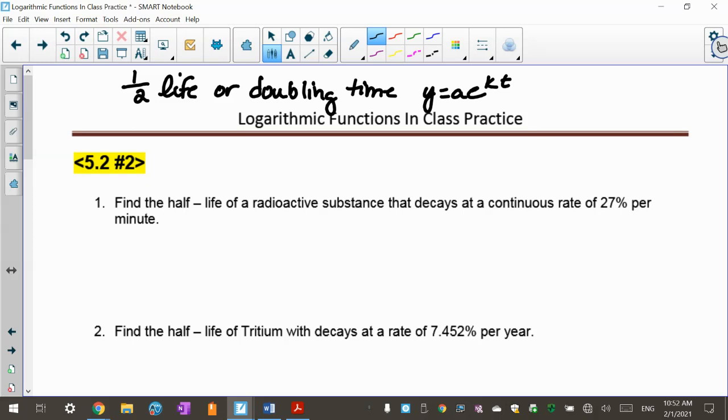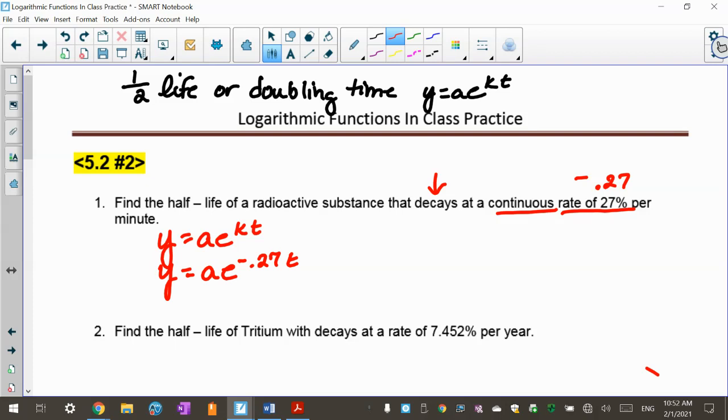So let's look at the first one here. Find the half-life of a radioactive substance that decays at a continuous rate of 27% per minute. First of all, they told me the rate, and they did say continuous, so that's good, and they want me to find the half-life. If it decays, I know that if the rate is 27%, it's going to be negative 0.27 when I put it in my formula. So I'm going to say y equals ae to the kt, and then I'm going to put in that rate.